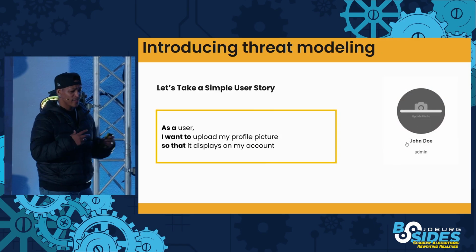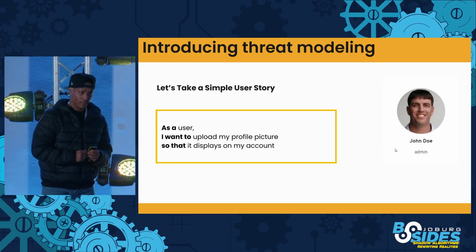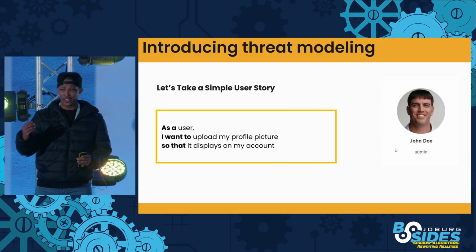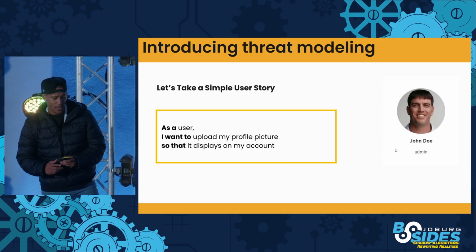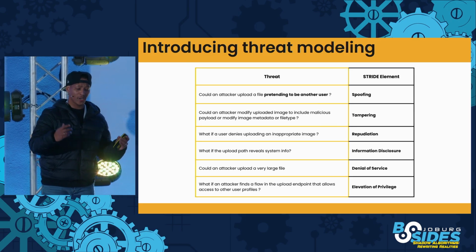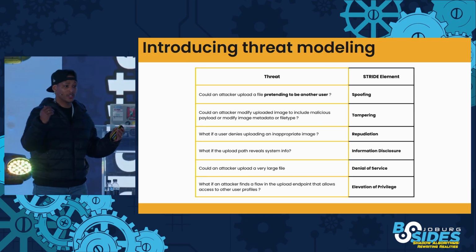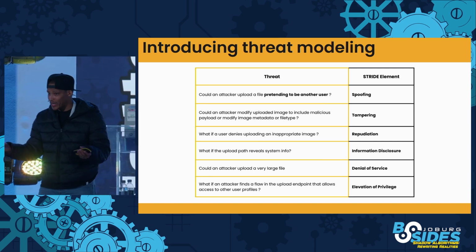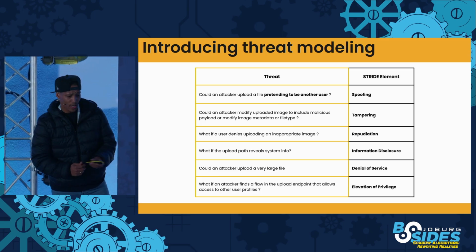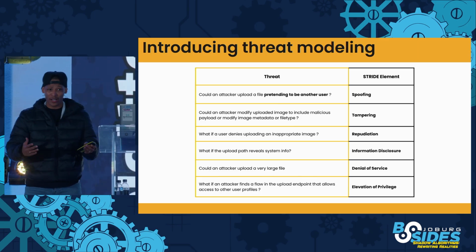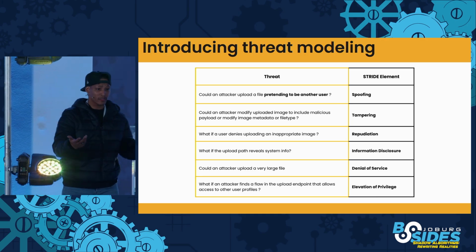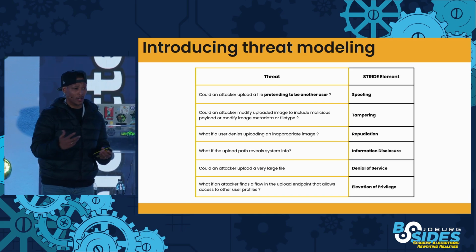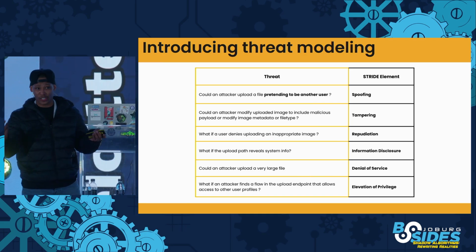So basically, let's have a look at a simple user story. As a user, I want to upload my picture so that it displays on my account. So now, using the STRIDE framework, let's think about potential threats. Could an attacker upload a file pretending to be another user? That's spoofing. Could an attacker modify the file, add malicious payloads, or alter the file type? That's tampering. Could an attacker upload an extremely large file, which could lead to denial of service?